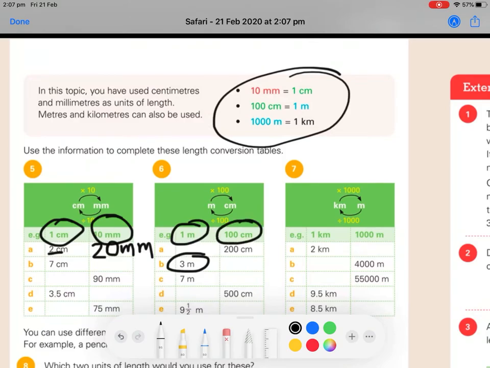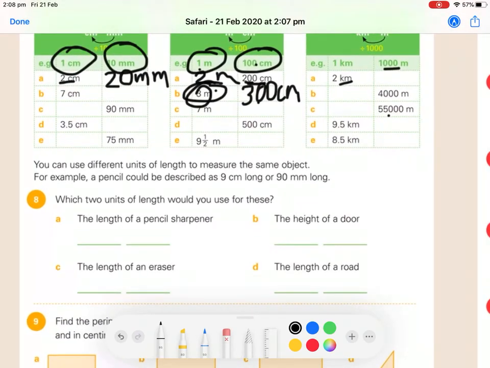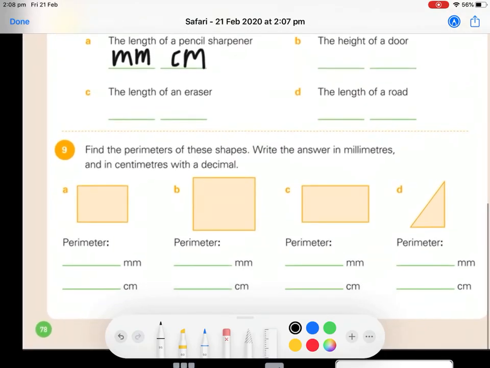Same over here. 1 metre is 100 centimetres, so 3 metres is going to be 300 centimetres. And you'll keep doing the conversion for all of those ones here. It's just working backwards. If 200 is 1, 300 is 3, then 200 is 2 metres. Okay, working backwards. You can use different units of length to measure the same objects. For example, a pencil could be described as 9 centimetres long or 90 millimetres long. Which 2 units of length would you use for these ones? So the length of a pencil sharpener, I would use millimetres, and I'd also use centimetres. I wouldn't use metres or kilometres.